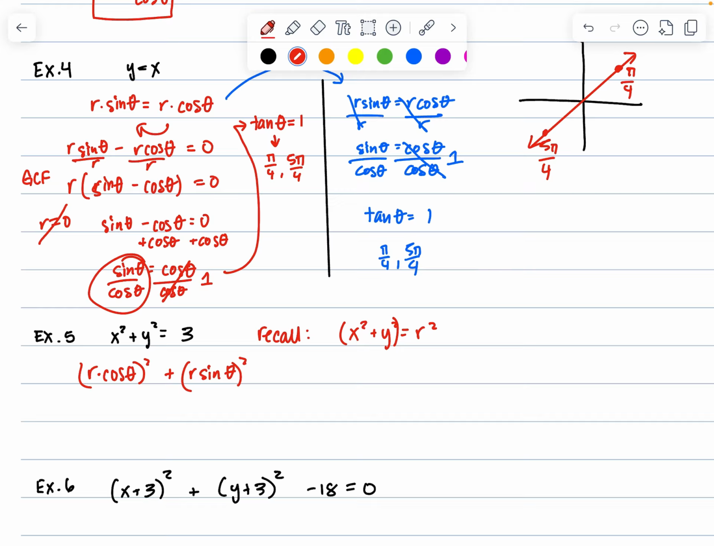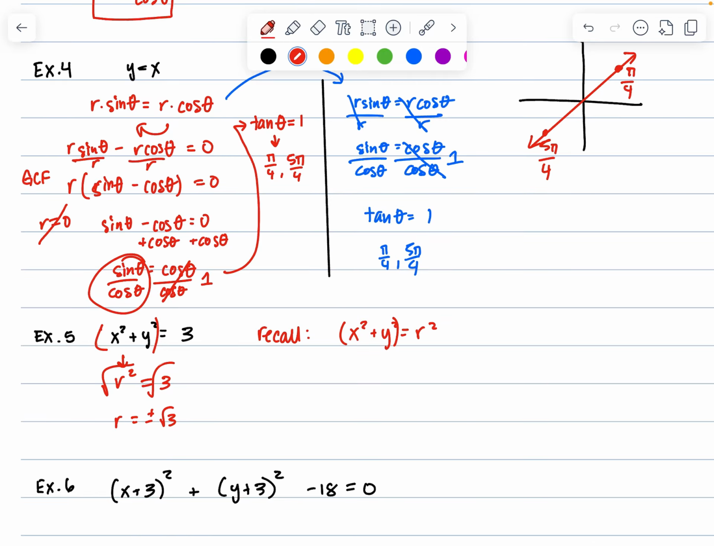Because what would happen is this becomes r squared cosine squared, and then r squared sine squared, and we know cosine squared plus sine squared ends up equaling 1 when we factor out the r, and then it'll all kind of wash away anyway. So if you see the x squared plus y squared in any way, shape, or form, you could replace this with r squared. r squared is equal to 3, and if we wanted r by itself, we could just take the square root, and we get r is equal to plus or minus root 3.